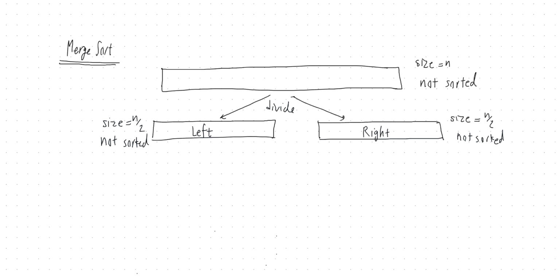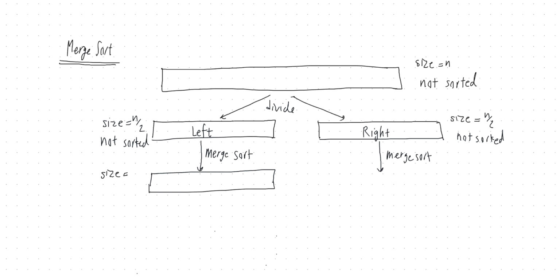Now for conquer, what we do is separately we sort each half, and we do that by making recursive calls to merge sort again. We call merge sort on each half recursively, and what happens is you get two arrays of the same size, n over 2 again, for both of them. Size is n over 2.